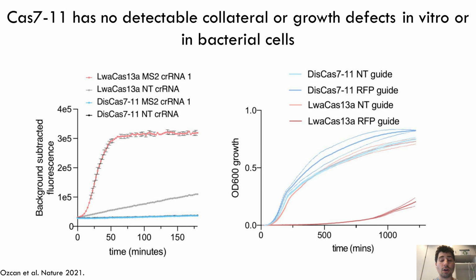coli that express RFP, you actually have a large reduction of growth. With Cas7-11, you see no growth effects. So here we have an enzyme that can actually function as an RNA targeting system as one protein without collateral. So the question is, how does it function when we put it into mammalian cells?